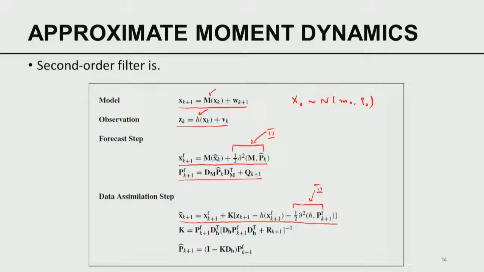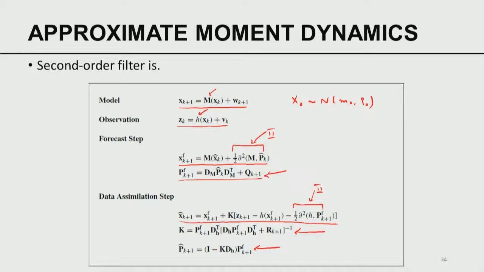Even though the expression looks like the first order expression because of the closure, we ended up having the second order accurate forecast covariance like this, the second order accurate analysis covariance by this, and the second order accurate Kalman gain is this. Now look at this now. Everything is an approximation. Forecast is an approximation. Forecast covariance is an approximation. Kalman gain is an approximation. Analysis is an approximation.